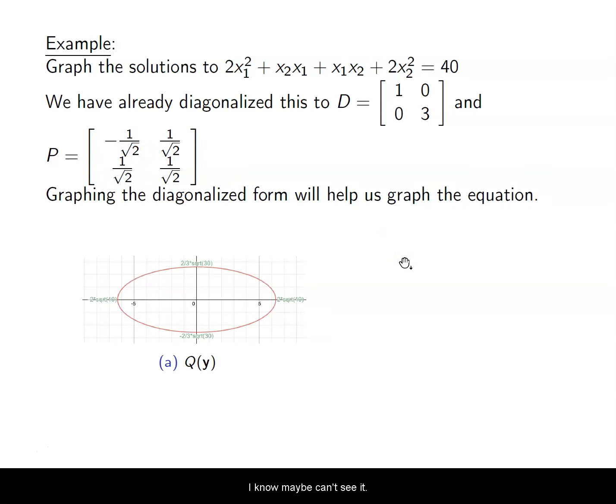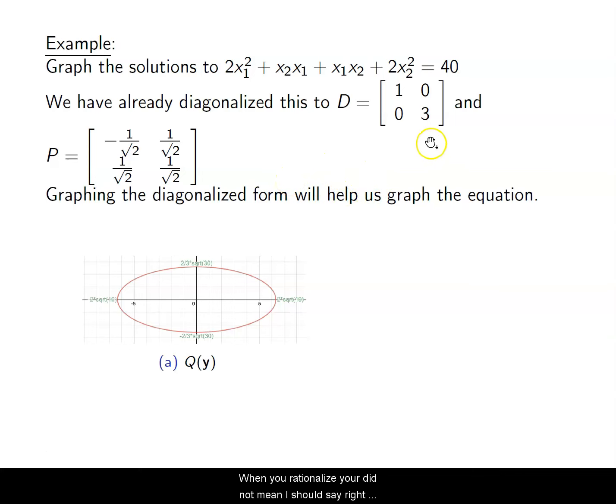Okay, so I know maybe you can't see it too well. I graphed this on Desmos, but remember it's square root of C over B for the minor axis. So in that case, remember this was A and this is B. So square root of C, which is 40, over 3 will give you 2/3 square root 30. Okay, so again, square root of 40 over 3.